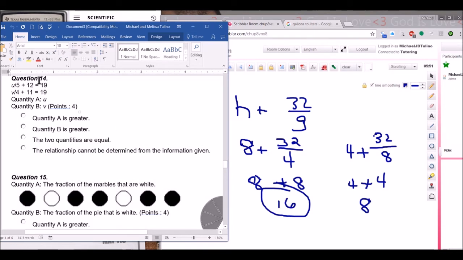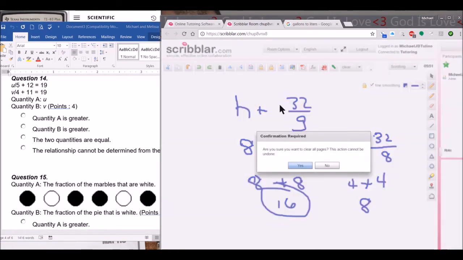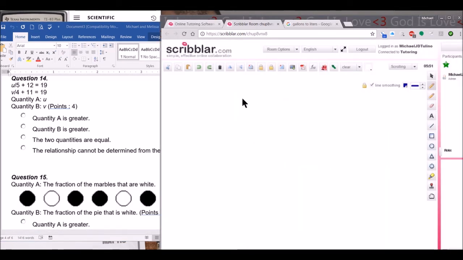All right, so very similar here. It says which one is going to be greater? Well, let's work through these and see. All right, so first one we have u divided by 5 plus 12 equals 19.